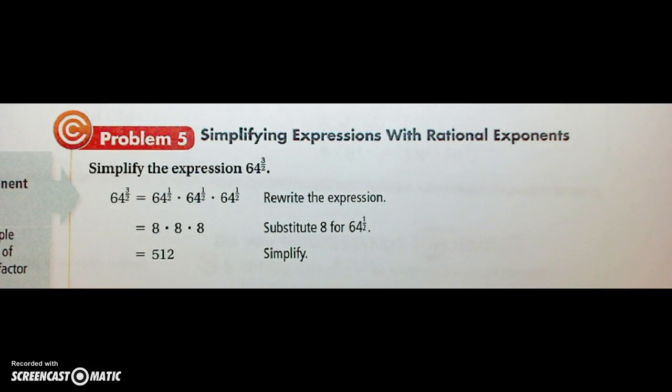Problem number 5, simplifying expressions with rational exponents. Simplify the expression 64 to the 3/2. So we know 3/2 is equal to 1/2 plus 1/2 plus 1/2. And so when we take the square root of 64, we have 8. So 8 times 8 times 8 is 512.